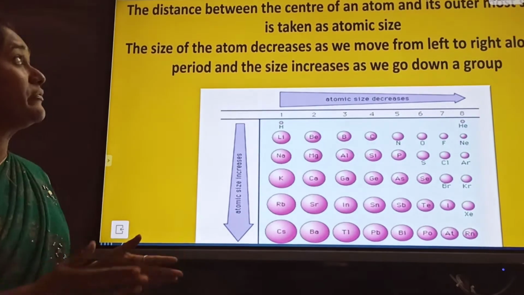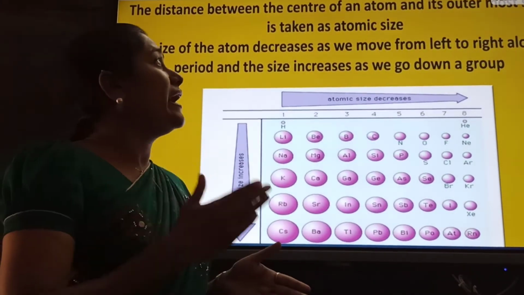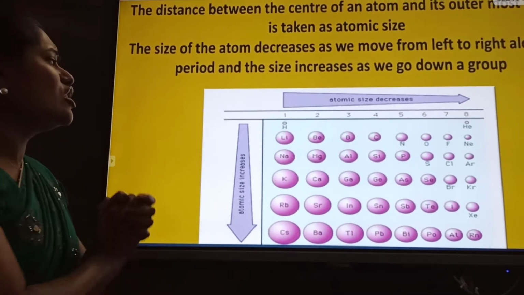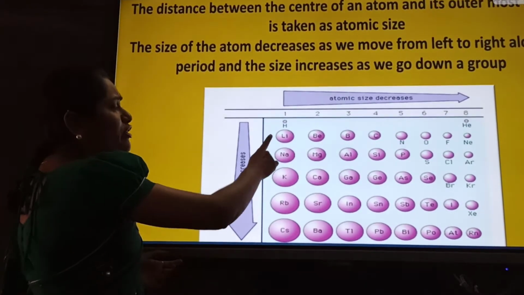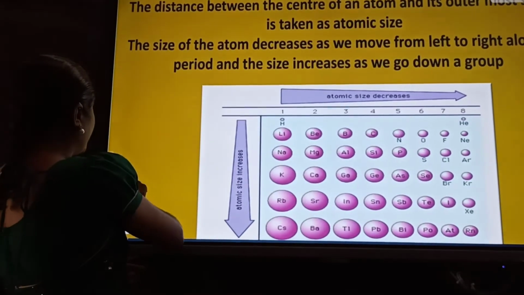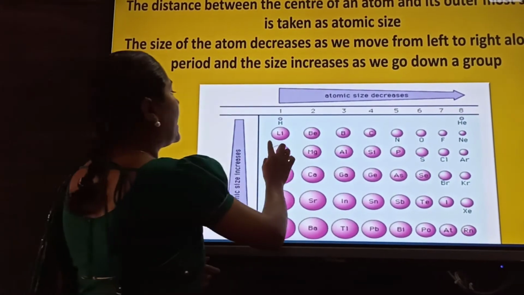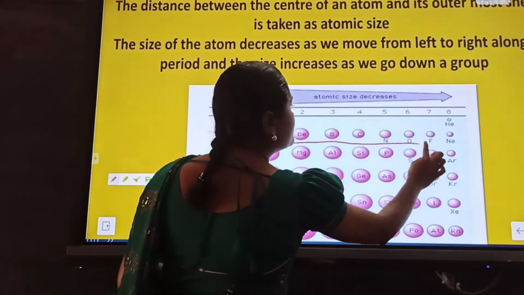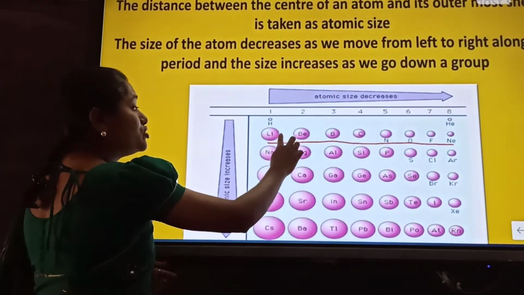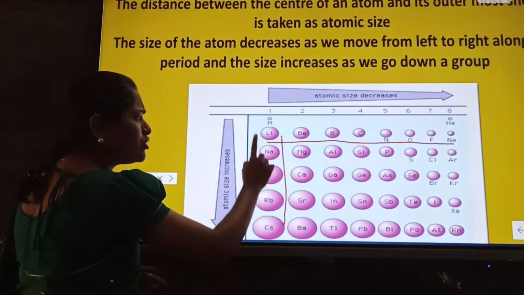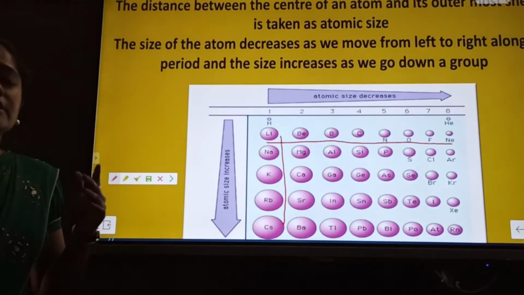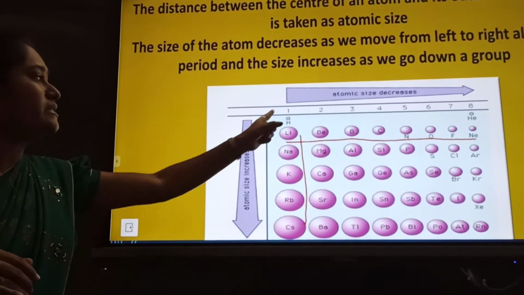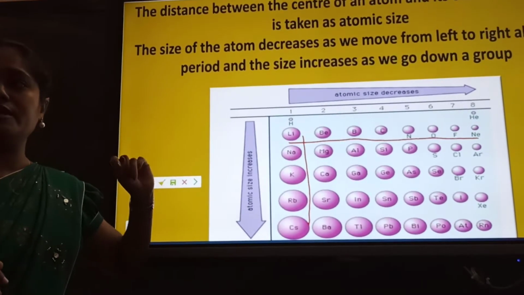The distance between the center of an atom and its outermost shell is taken as the atomic size. Students, have you observed here? You can see in the picture that as you go along, the size of the atoms decreases, but as you go down the group, the size of the atom increases a little. So we have to see how the atomic size decreases and how it increases.